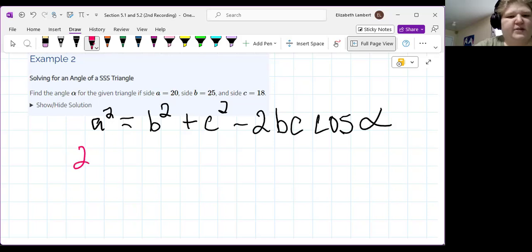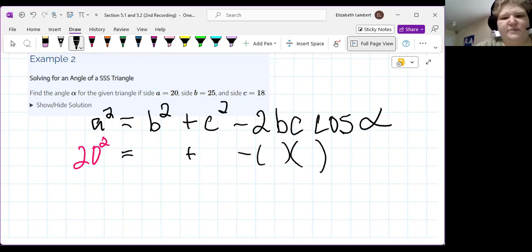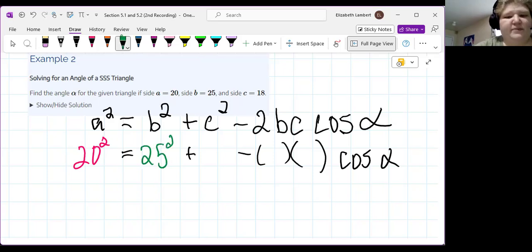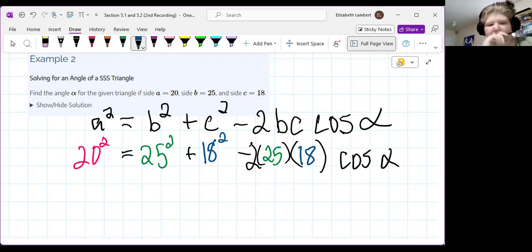All right, let's fill in the parts we know. We know over here, this is a 20 squared. Our B is 25. That has to be squared. Over here, it's not. And I forgot the 2. Then our C is 18 squared. No squared there. All right.